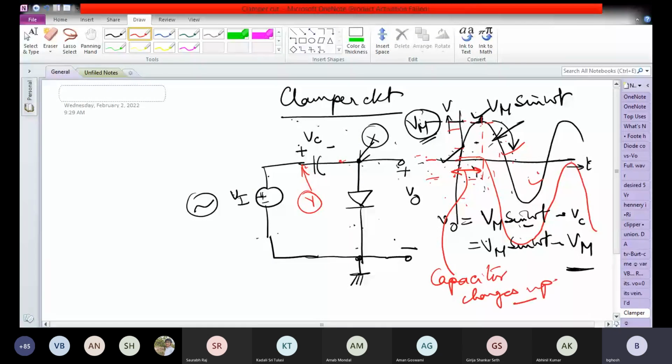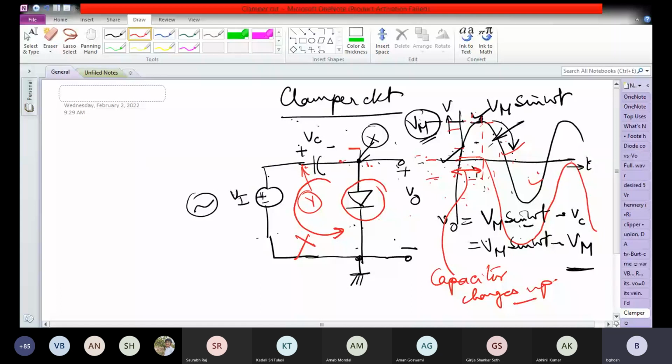Now, when the voltage at point Y starts to fall, the capacitor has to discharge. But the capacitor cannot discharge because if the capacitor has to discharge, current has to flow in this way. But this is not allowed because we have the diode here. So the capacitor cannot discharge. And if the capacitor cannot discharge, the voltage across the capacitor has to stay constant.